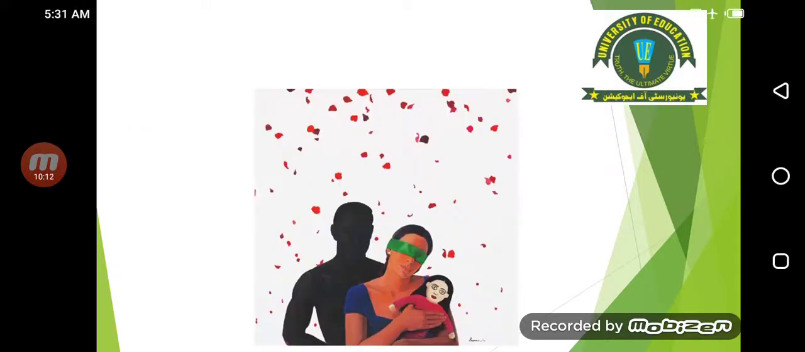As you can see in this painting, the female has been painted in the realistic colors and the fresh colors, and as she is holding the doll, there is a connotation that maybe she has to have a baby. But as far as the male figure is concerned, he has been painted in black.